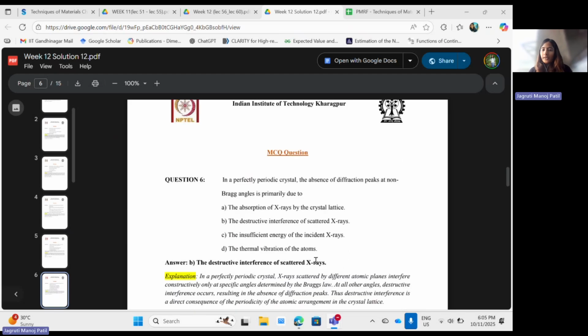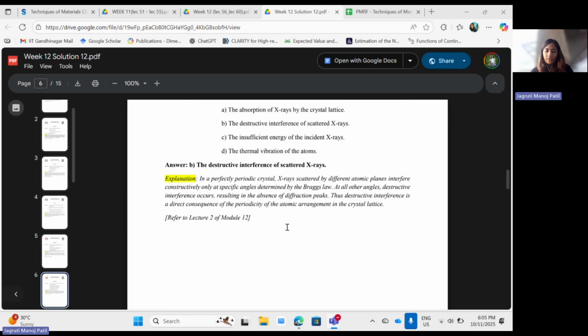If you have a perfectly periodic crystal, your diffraction is all absent at non-Bragg angles. So it is primarily due to what? If it's periodic, you have destructive interference. That is all because of the destructive interference of the scattered X-rays. Because of that, your diffraction peaks are absent there.